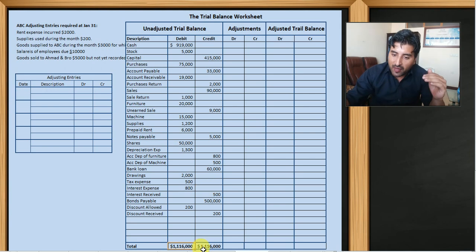But if these balances are not equal, it means there are some errors or problems. In that situation, you have to go back and review your accounting records, identify the problems and errors, and then correct them.